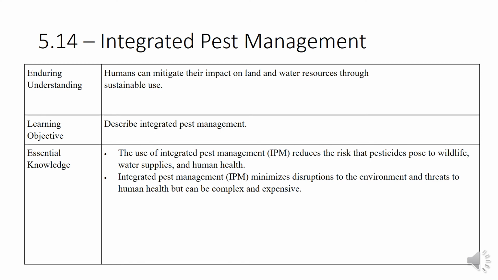Another way to stay sustainable is integrated pest management. This is really in terms of agriculture, but we'll talk about it a little bit later in terms of forestry. Basically, integrated pest management is just using any way possible to get rid of your pests. Remember, a pest is anything that you don't want. And using pesticide as the last resort.